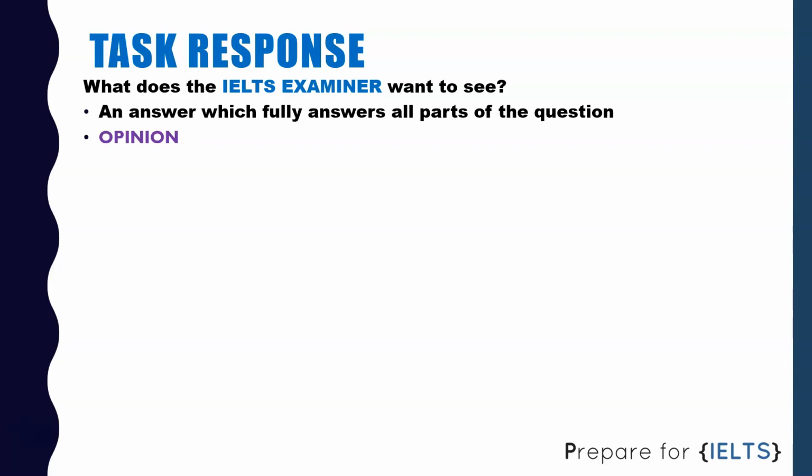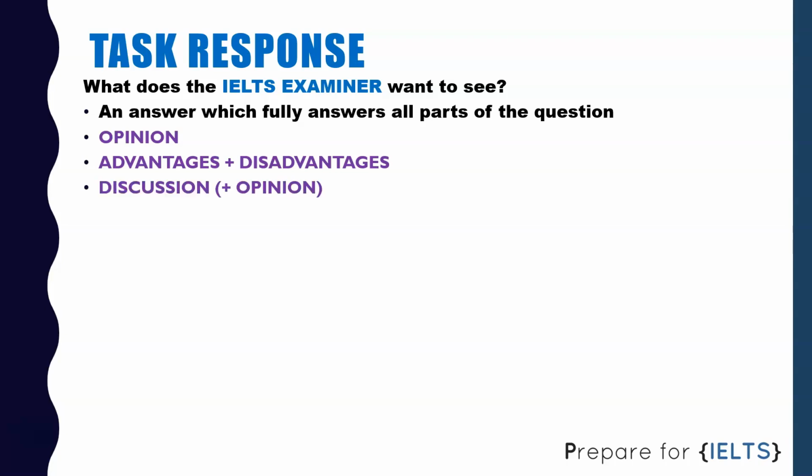So if you have an opinion question, they want to see your position and they want to see arguments to support that. Advantages and disadvantages, they want to see a couple of advantages and a couple of disadvantages, if possible, well explained. In a discussion plus opinion question, they want you to write about both sides and to say what you think, what your opinion is.